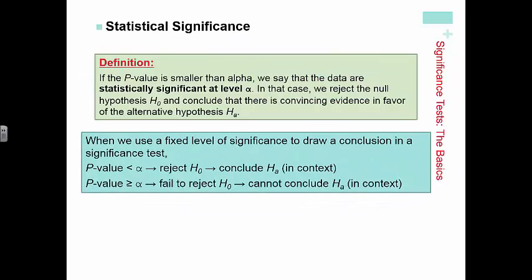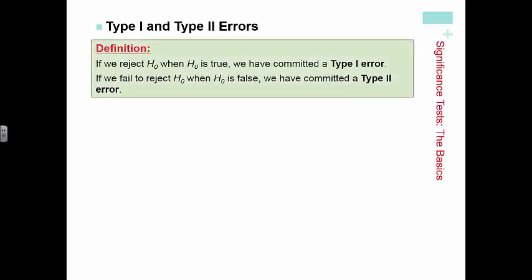So again, this just sums it up. If the p-value is less than the alpha level, you reject the null, you conclude the alternative. But if your p-value is greater than or equal to your alpha level, you fail to reject the null and you cannot conclude the alternative.